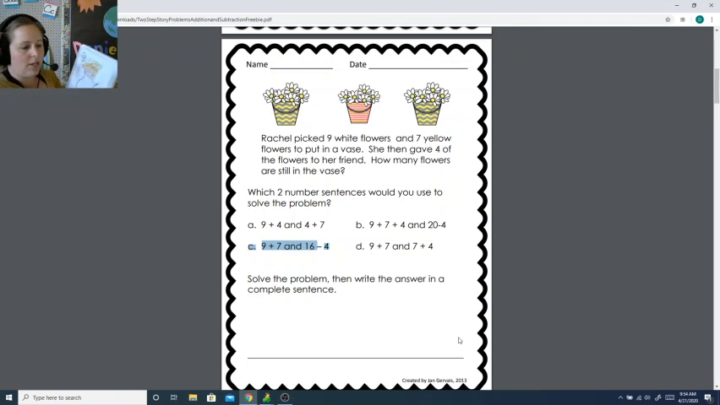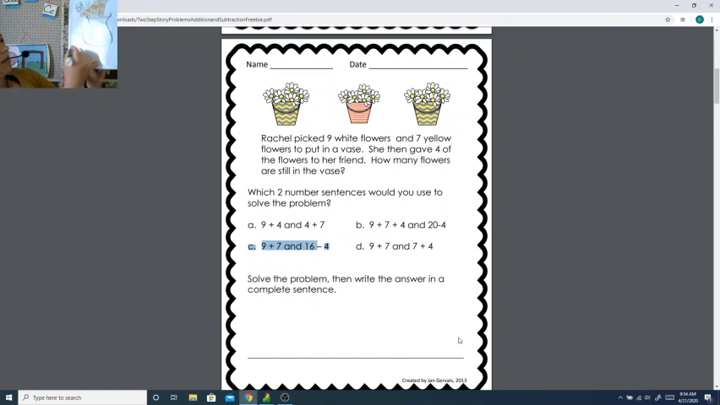So my answer is, let's see, how many flowers are still in the vase? I'm going to say there are, right? Started with a capital because I always start sentences with a capital letter. There are 12, right? My answer was 12. There are 12 flowers still in the vase. Period. Remember, capital letter at the beginning, period at the end.